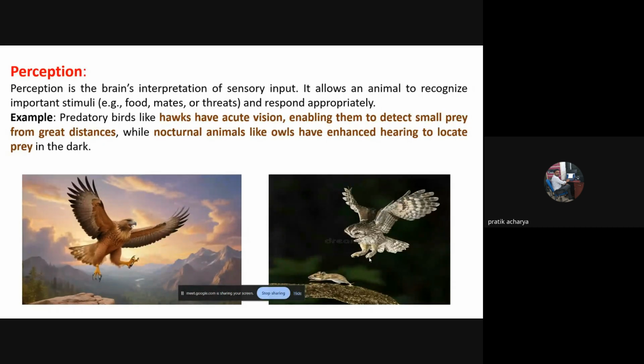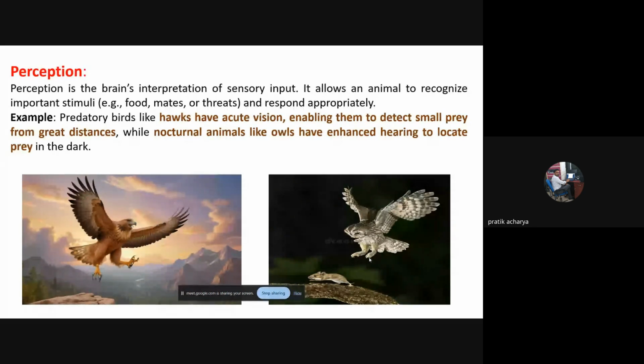So this is known as the perception. After getting the stimuli, what kind of interpretation we have in our mind, that is very important for us. Here example is given. Predatory birds like hawk have acute vision, enabling them to detect small prey from great distance. Nocturnal animals like owls have enhanced hearing to locate prey in dark condition. So these are different kinds of perception.